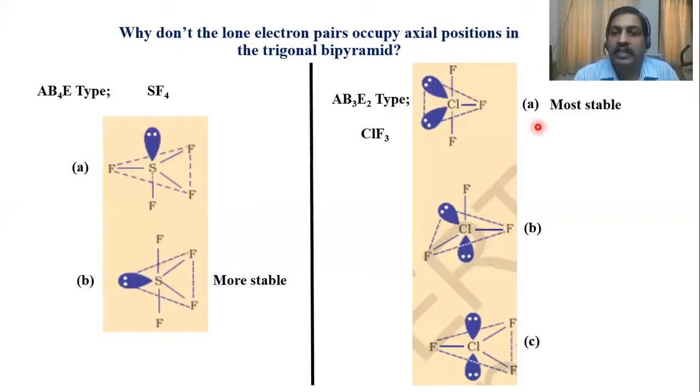So now we understand why the lone electron pairs occupy only equatorial position. The reason being that when they are in equatorial position, they are perpendicular to a lesser number of bonds, and that gives rise to a lower amount of repulsions and a more stable structure.